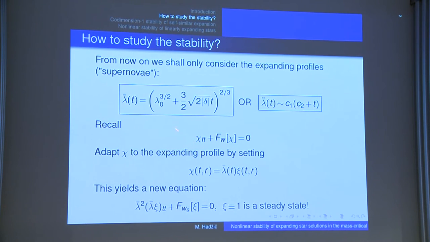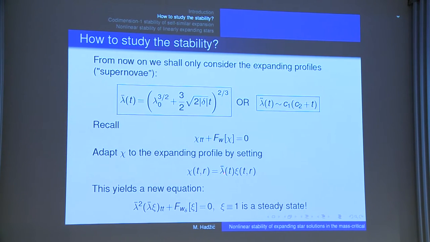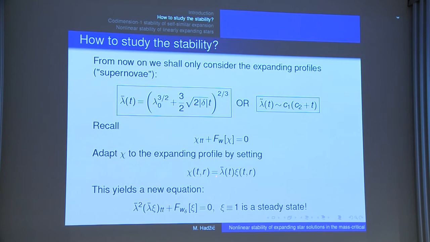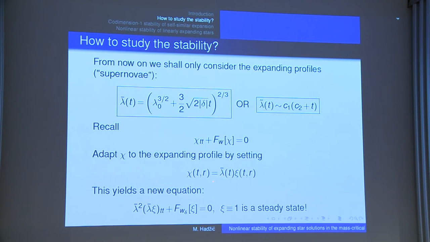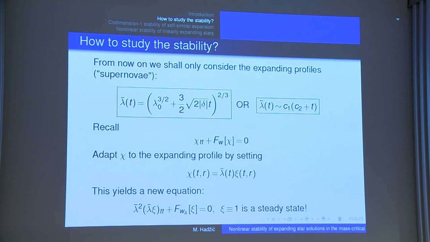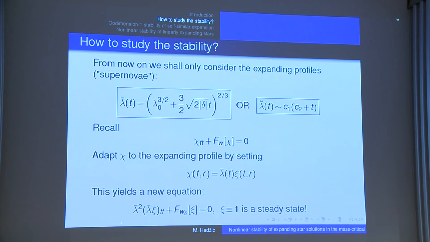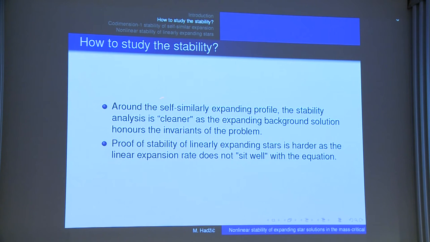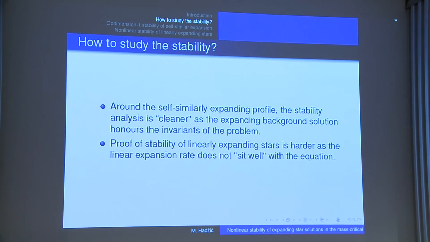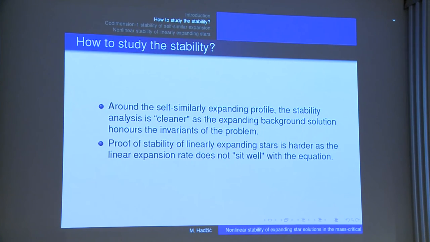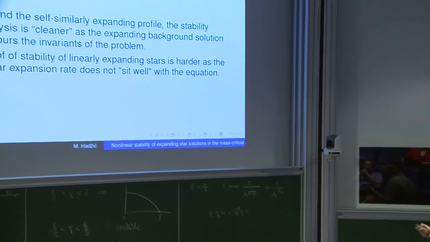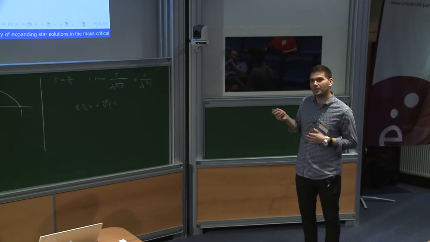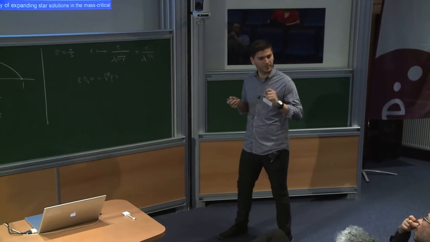Now, how to study this object? Well, you adapt your unknown to what you believe to be stable by dividing by it. Basically, you define xi to be he divided by lambda bar, okay? And then you expect xi to be a small perturbation of 1, which happens to be a steady state of this equation in this case. So if you make this ansatz and plug it back in here, you get this equation, a second order PDE. Now, how to deal with this? Well, self-similar expansion really behaves well with respect to the scaling invariances of the problem. So the natural thing to do is to rescale time with respect to the corresponding self-similar rescaling. As you will see, the linear expansion doesn't sort of, the equations don't digest it very well. So it will cause certain difficulties that will not be present in the self-similar case.